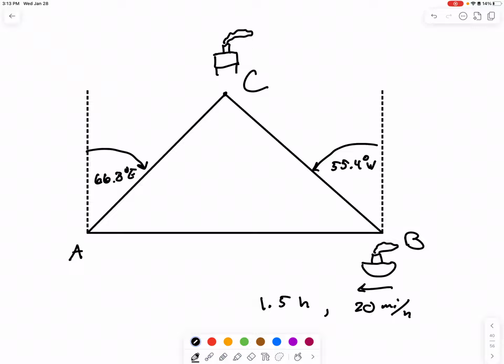Hey, Google, what's 90 minus 66.8? 90 minus 66.8 is 23.2. Okay. Hey, Google, what's 90 minus 55.4? 90 minus 55.4 is 34.6.